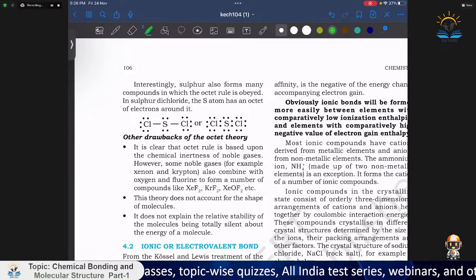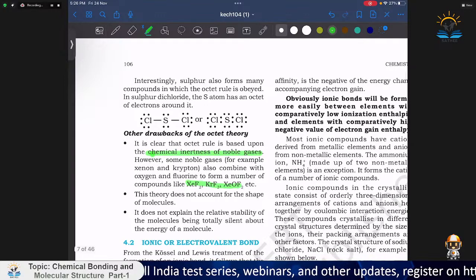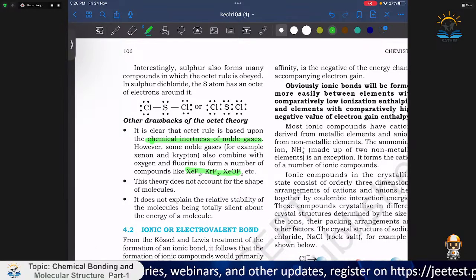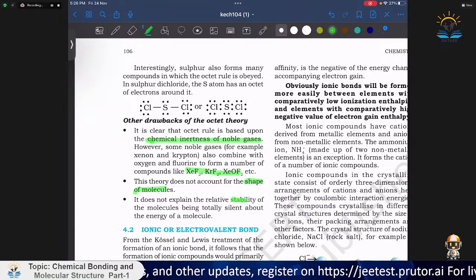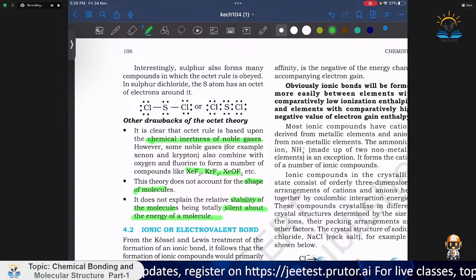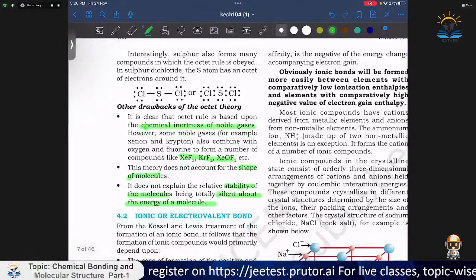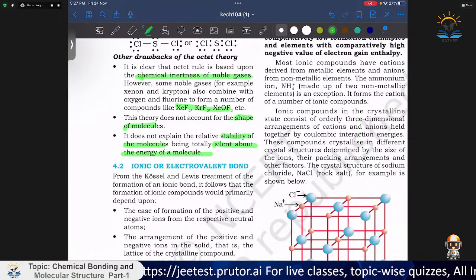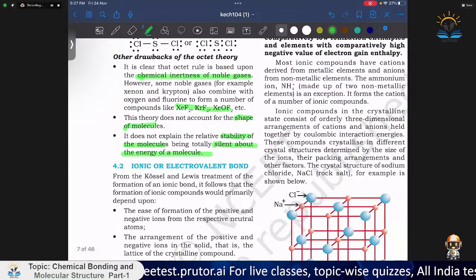It is clear that the octet rule is based upon the chemical inertness of noble gases. However, some noble gases form compounds, like xenon and krypton. All right. Next is, this theory does not account for the shape of molecules. It does not explain the stability of molecules, and is silent about the energy. These are some drawbacks of this Lewis theory.